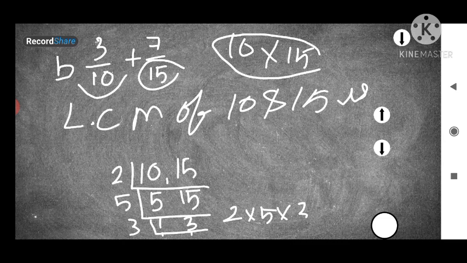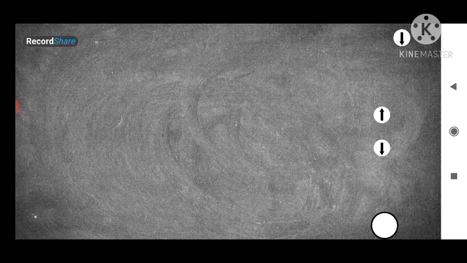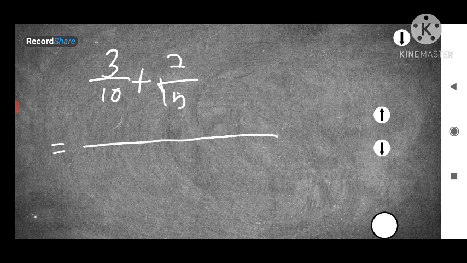So what is the LCM? LCM is 30. So what LCM did we get? We got 30. Now what will be the next step? We have to add 3 upon 10 plus 7 upon 15. How will you add? Now you will write the LCM number.